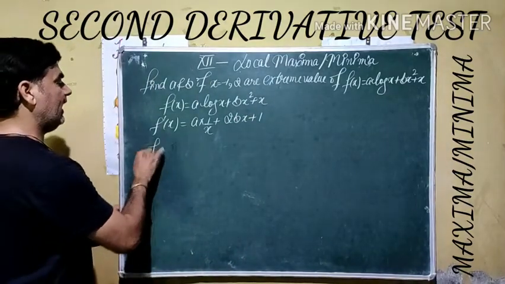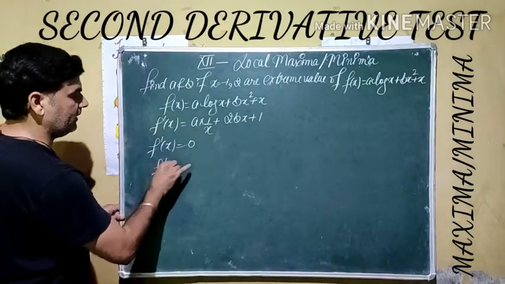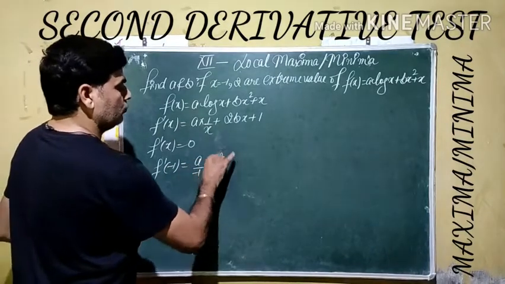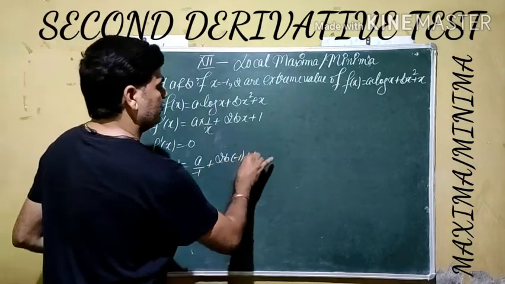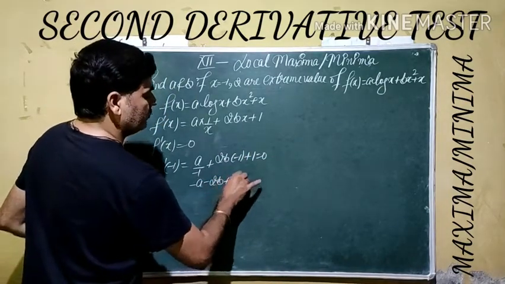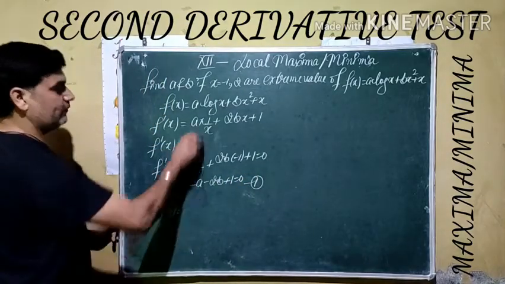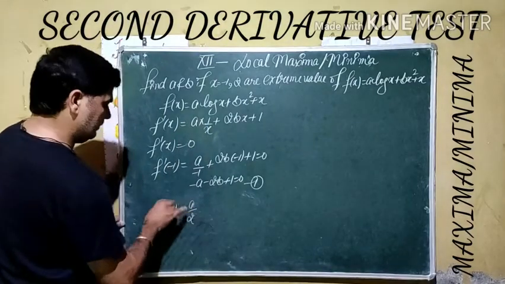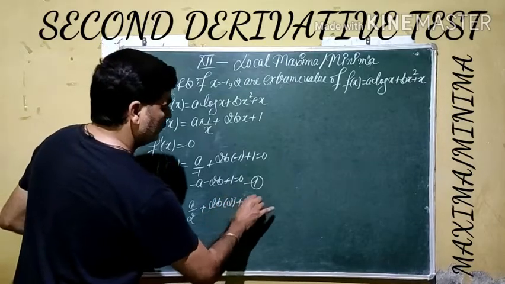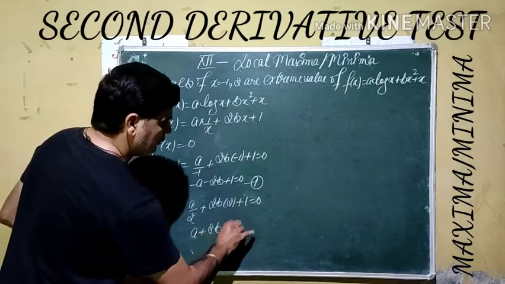Critical point means f dash x at that point should be 0. If we use the first critical point minus 1, we get a divided by minus 1, plus 2b times minus 1, plus 1 should be 0. So from here we get minus a minus 2b plus 1 is equal to 0. This is result number first. If we use the second point 2, we get a by 2 plus 2b into 2 plus 1 should be 0. If we simplify, we get a plus 8b plus 2 is equal to 0.